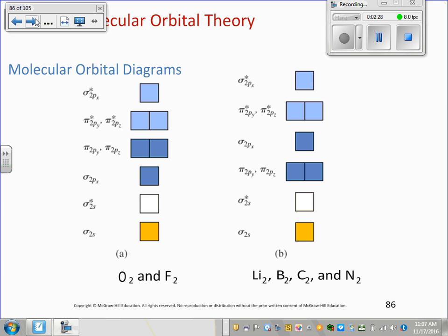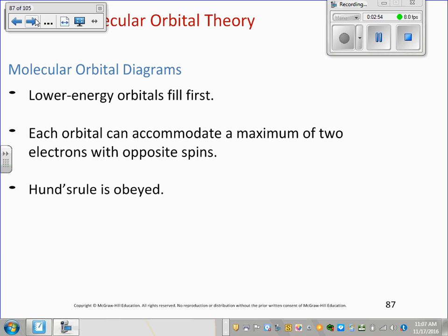If you're looking at compounds like lithium, boron, carbon, and nitrogen, it's changed a little bit. You see the pi 2py and the pi 2pz come below the sigma 2px rather than above it. So you fill those in a different order. Best thing to do is look at the table in your book. So again, we fill up the lower energy levels first.